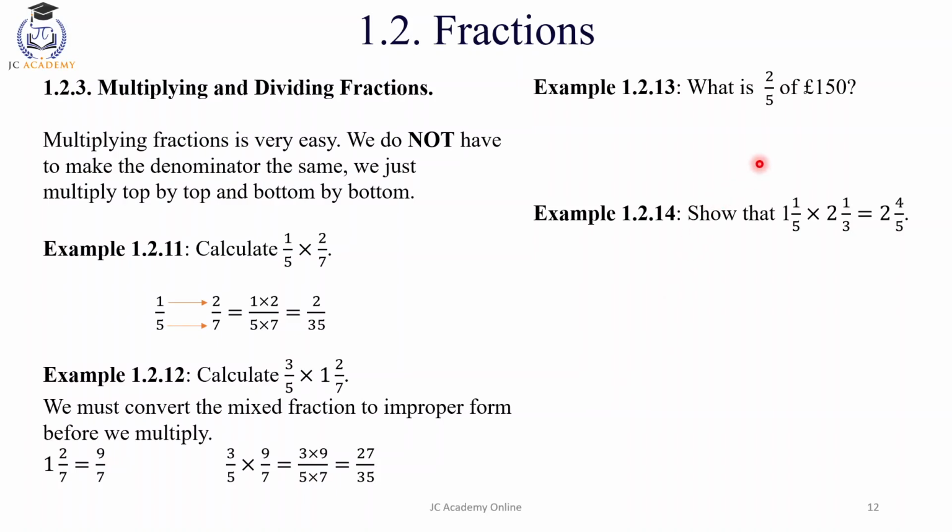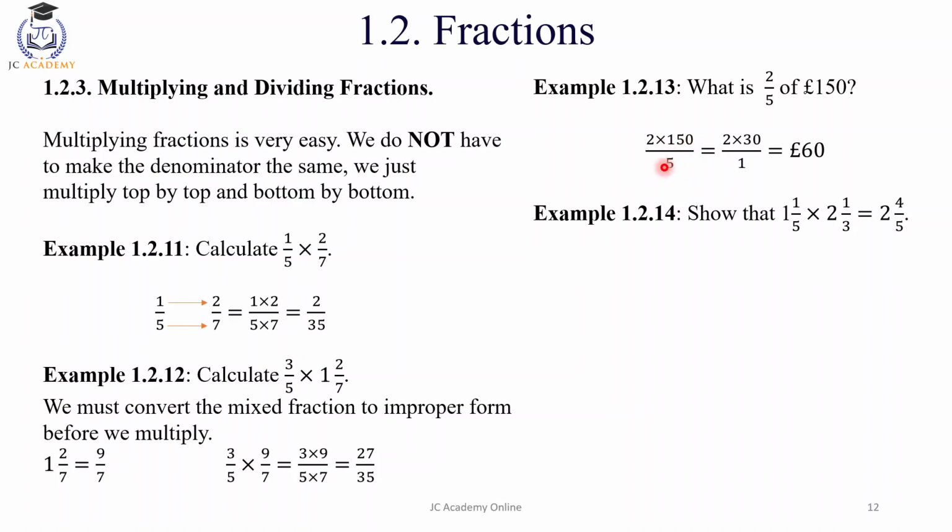What is 2/5 of £150? Okay, so whenever you see the word "of", that just means multiply. Convert it into a multiplication. So we have 2/5 of, remove the "of" for a multiplication, 150. Now remember, 150 we could write as 150 over 1. And when it's in that form, we have 2 times 150 over 5 times 1. We could work it out straight away and write it as 300 over 5.